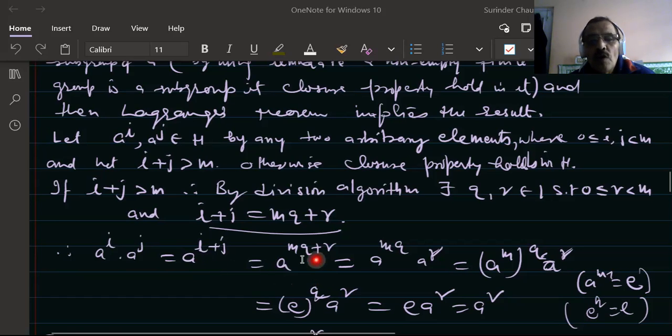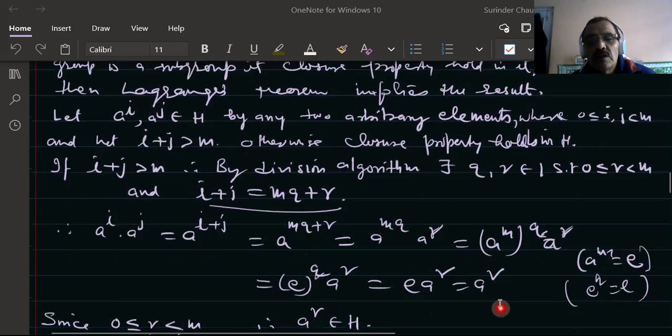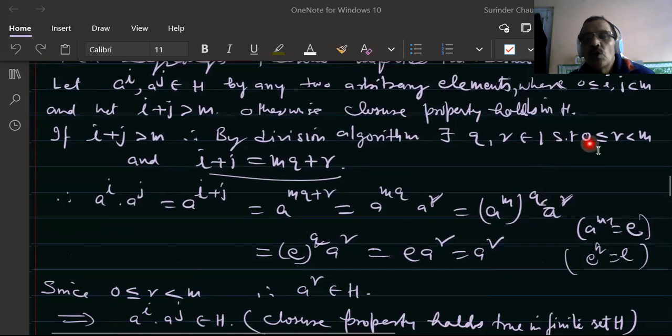So we substitute the value of I plus J, giving A to the MQ plus R. Separating them, A to the MQ times A to the R, which is A to the M to the power Q times A to the R. The order of A is M, therefore A to the M is equal to E. E to the Q is equal to 1. So E to the Q is equal to E, and E times A to the R is equal to A to the R, where R satisfies 0 less than or equal to R less than M.